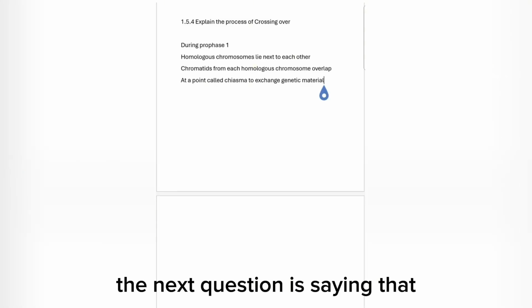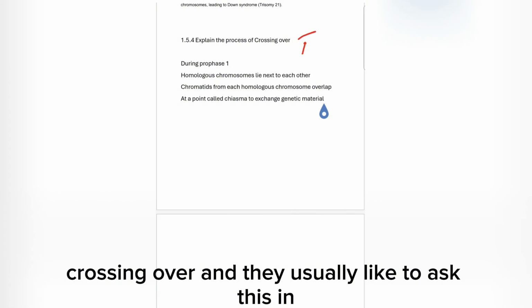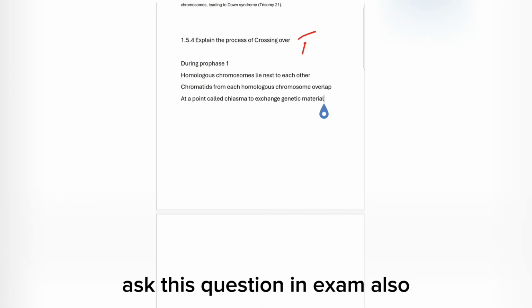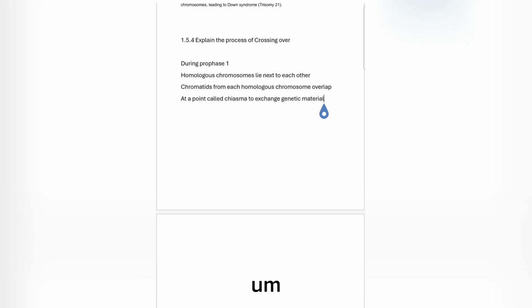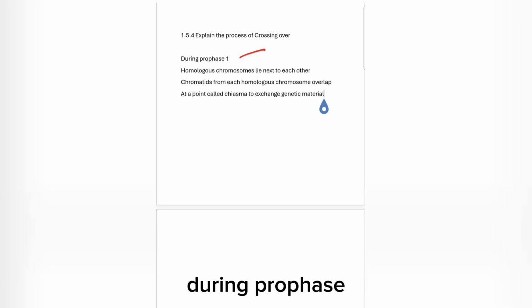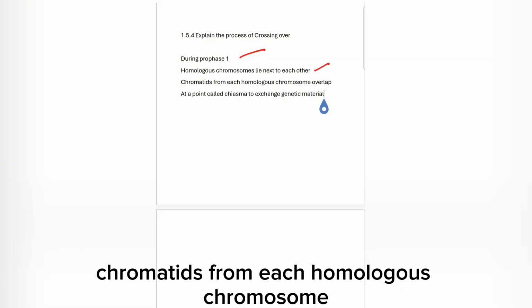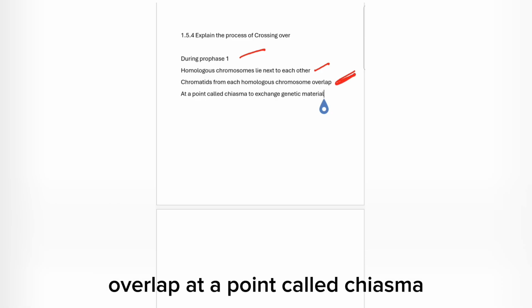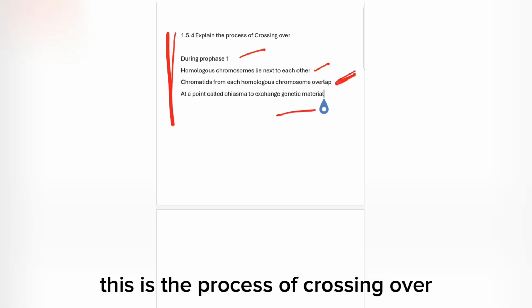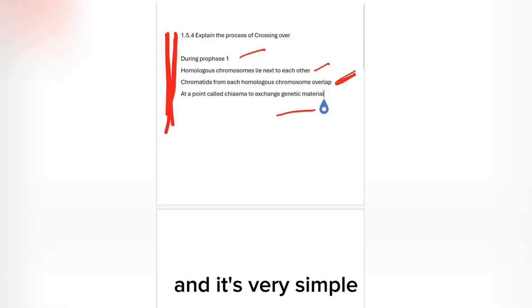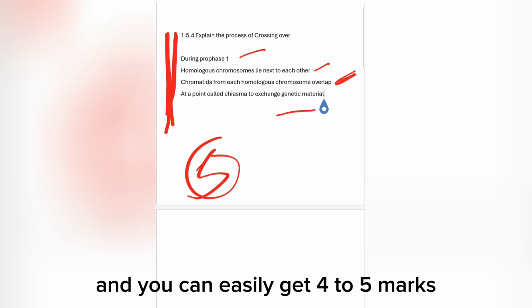The next question is saying, explain the process of crossing over, and they usually like to ask this question in the exam also. The process is very simple. During prophase 1, homologous chromosomes lie next to each other, and chromatids from each homologous chromosome overlap at a point called the chiasma to exchange genetic material. This is the process of crossing over, and it's very simple. You should just memorize this and write it in the exam, and you can easily get 4 to 5 marks.